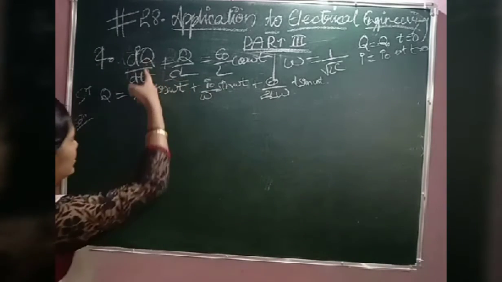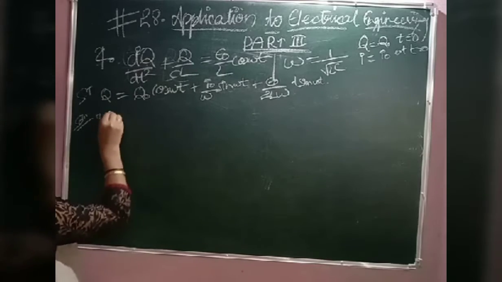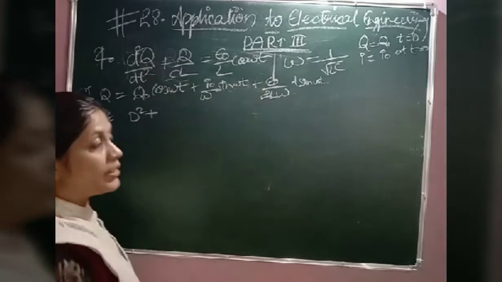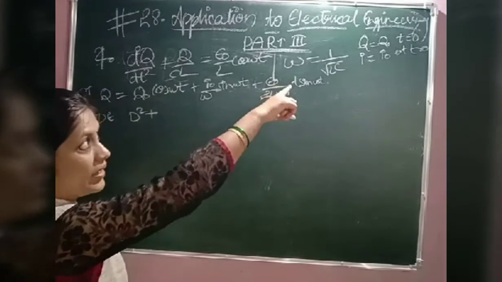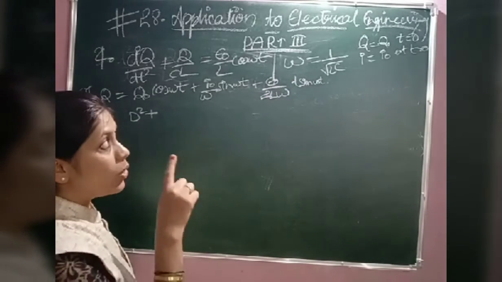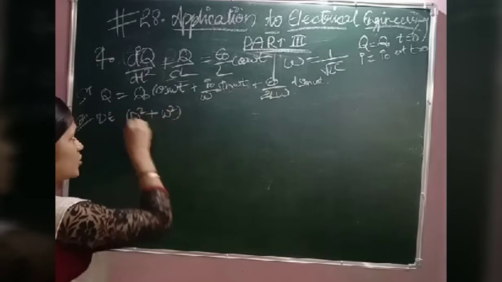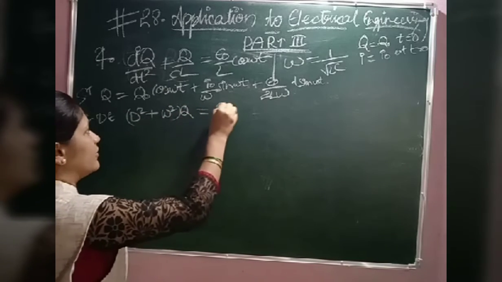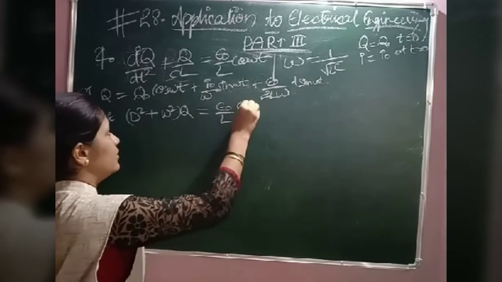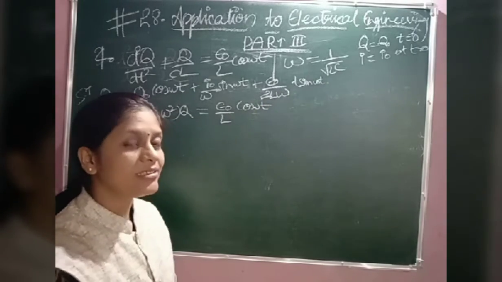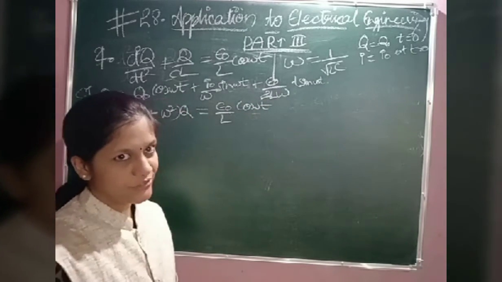The given differential equation can be written as D² plus, what is 1 by LC? Omega is 1 by root LC, so omega square will be 1 by LC. So (D² + ω²)Q = (E₀/L) cos ωt. So this is our given differential equation. Let us find the complete solution for this.